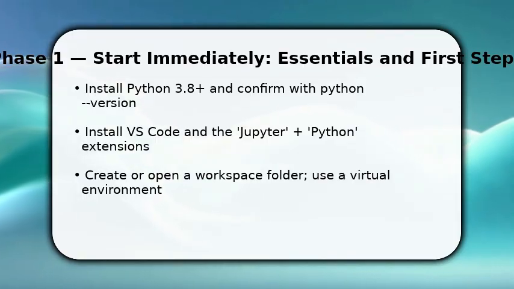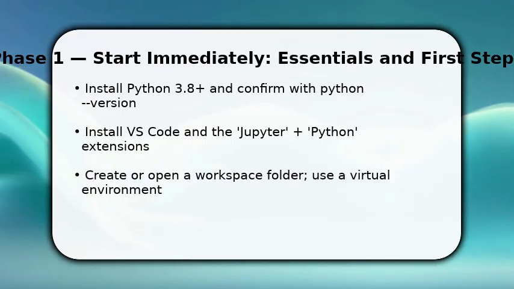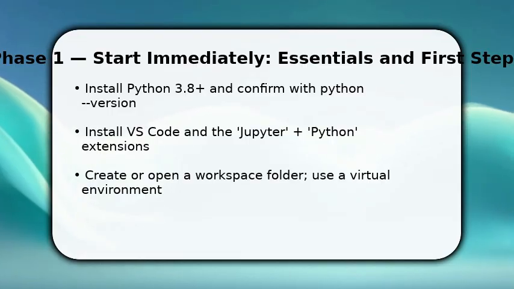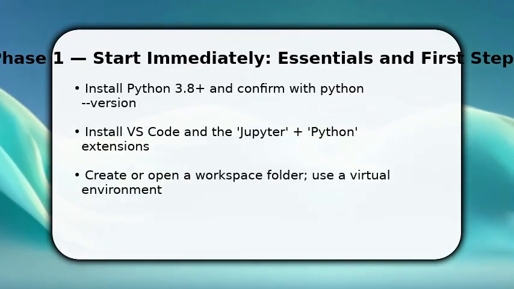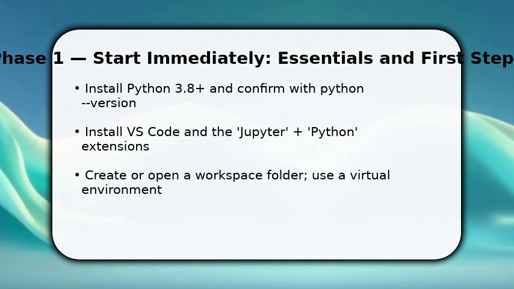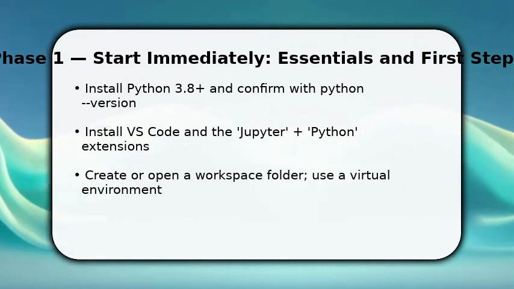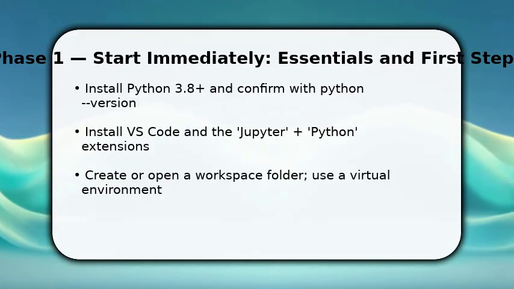Create or open a project folder, then make and activate a virtual environment. This isolates packages and avoids conflicts. Make sure to select that interpreter in the VS Code status bar. These first steps set up a reproducible kernel and let you focus on writing cells, not fixing environment issues.